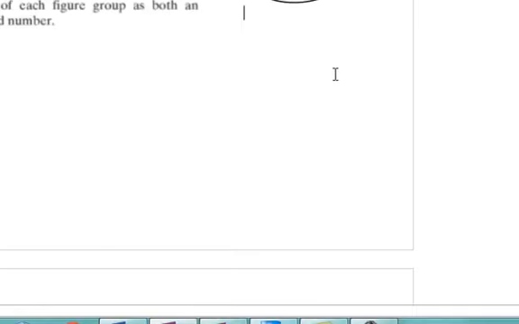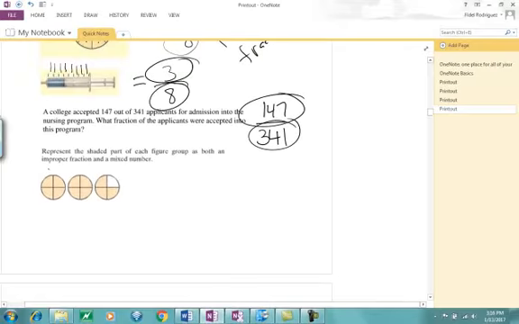Now, the next part says represent the shaded part of each figure as an improper fraction and a mixed number. An improper fraction means that the number on the top is greater than or equal to the number on the bottom. So as an improper fraction, I'm going to count the number of shaded pieces: 1, 2, 3, 4, 5, 6, 7, 8, 9, 10, 11. Each of those circles is cut up into 4 pieces, so this would be 11 out of 4.